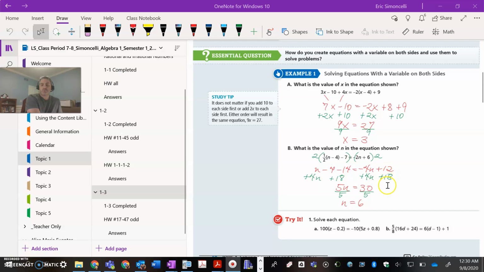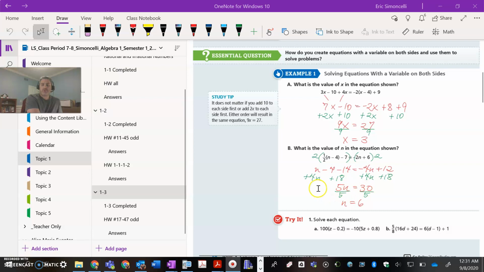Balancing the equation is pretty straightforward. You can add 4n to both sides, but also add 18 to both sides. The reason I added 18, well, negative 4 minus 14 is negative 18. The opposite then being positive 18. When you add 18, these cancel on the left side. 12 and 18 add to 30.